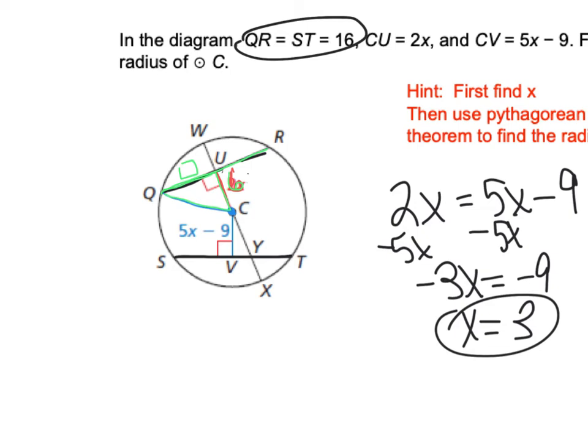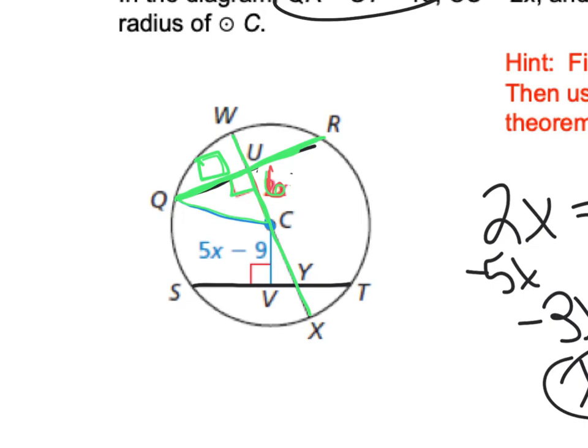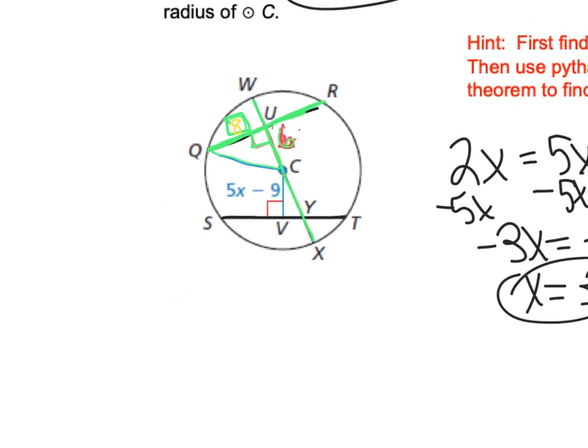I also know that I've got a chord and a diameter that are perpendicular to each other. So I know that that chord is bisected. So this part is half of 16, because the whole chord is 16, which means this part is going to be 8. So let's pull out that triangle I was just looking at. Here's my right angle, here's 6, and here's 8. And here is my radius that I need to find.